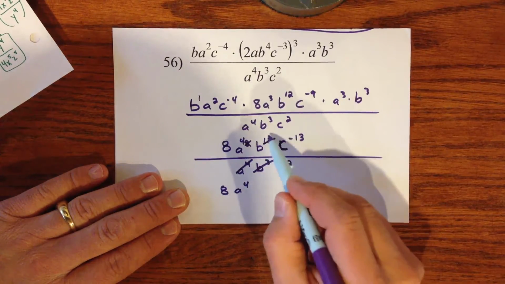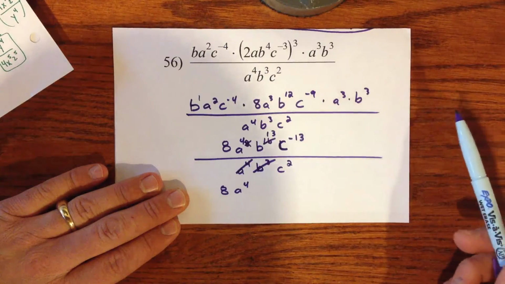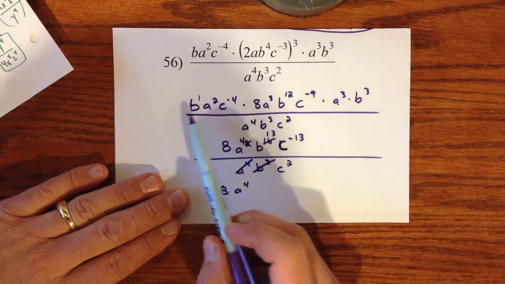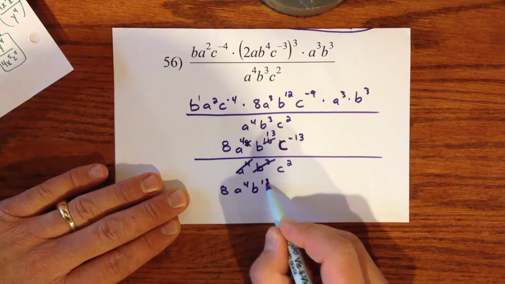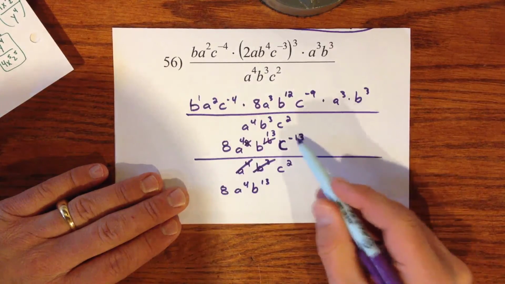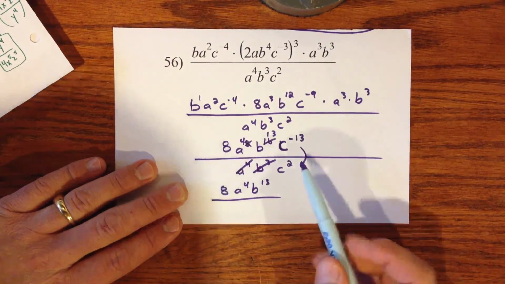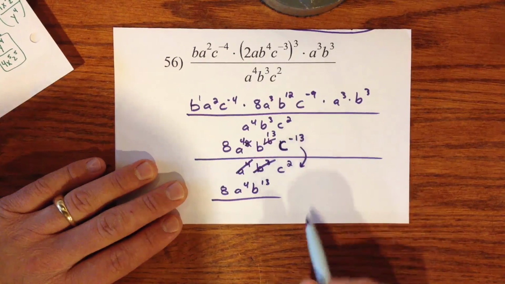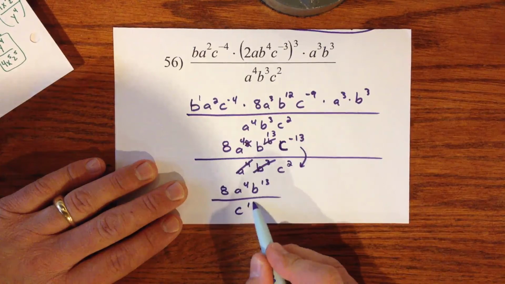And that's going to make that 13. Because we had 16 B's altogether. Let's make sure that's right. Yep. So B to the 13th. And then this is a negative, so make it positive. It's going to join the C squared. So C squared times C to the 13th is going to be C to the 15th.